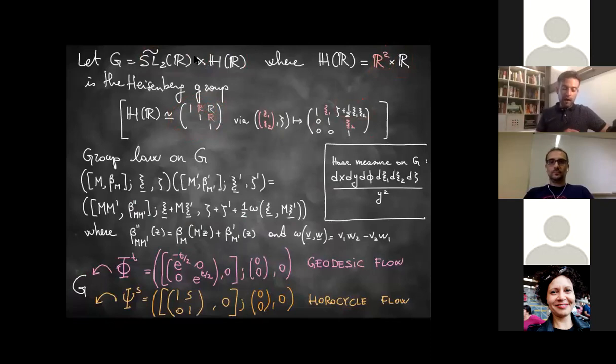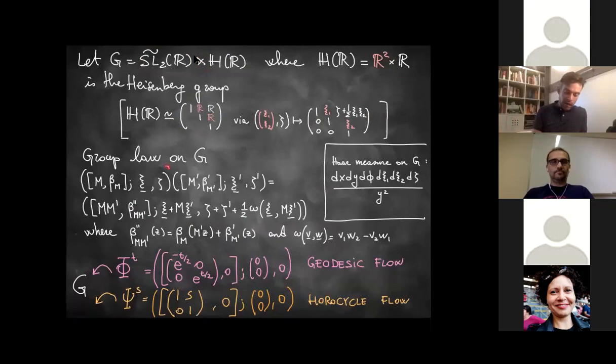So now you know that matrices in SL2 act on R2. So that's not surprising, linear transformations. And so it's not surprising that there is a semi-direct product because there is an action, right? It's not so obvious how SL2 tilde acts not just on R2, but on this bigger space, the Heisenberg group that contains R2, right?